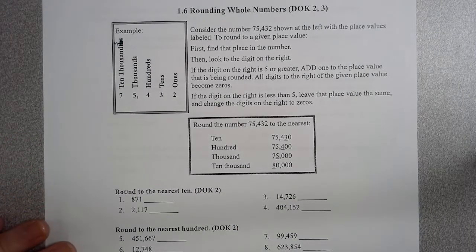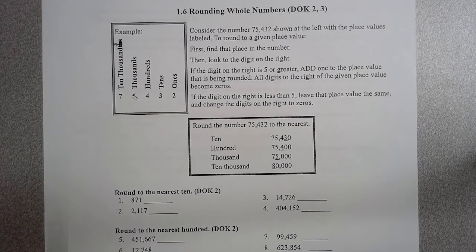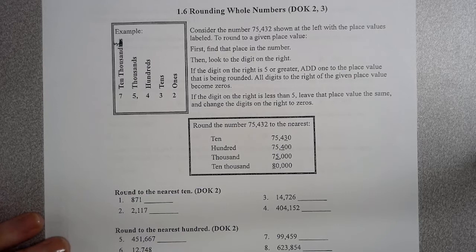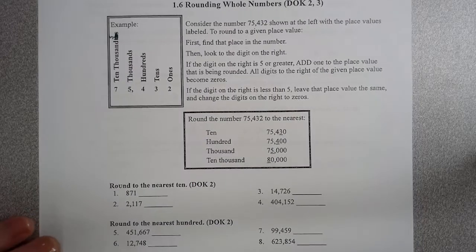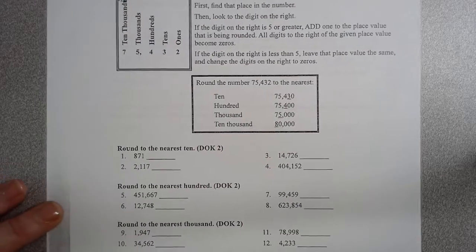Okay, first, find the place value in the number. Then look to the digit to the right. If the digit on the right is 5 or greater, add 1 to the place value that's being rounded. All digits to the right of the given value will become zeros. If the digit is less than 5, leave the place value the same and change the digits on the right to a 0. So basically, and this is an easier thing.